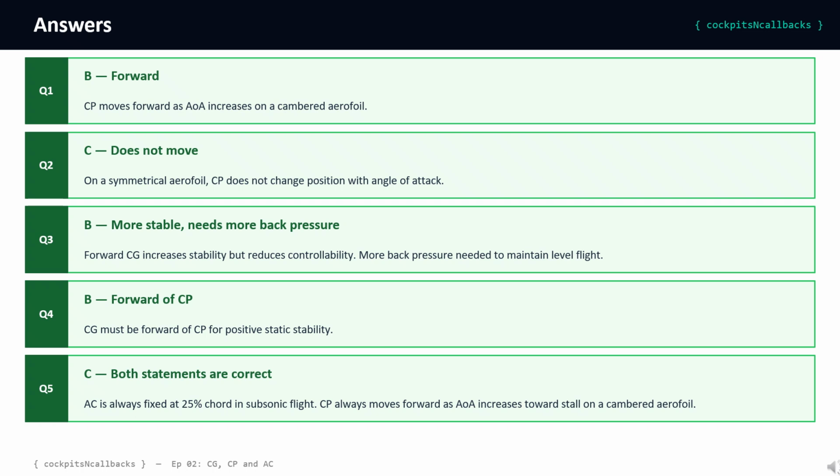CG, CP, and AC. 3 points, 2 forces, 1 relationship that determines whether an aircraft flies safely or not.